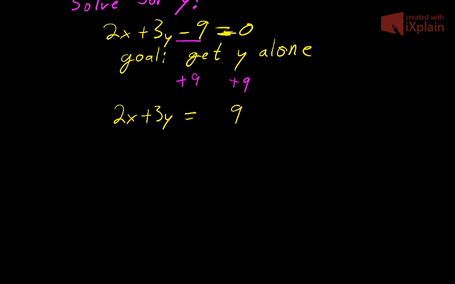Now I'm going to get rid of that 2x there. It's added on, so to get rid of it, I'm going to subtract. So minus 2x minus 2x. And that's going to give me 3y here, because 2x minus 2x is 0. That's going to be equal to 9 minus 2x.